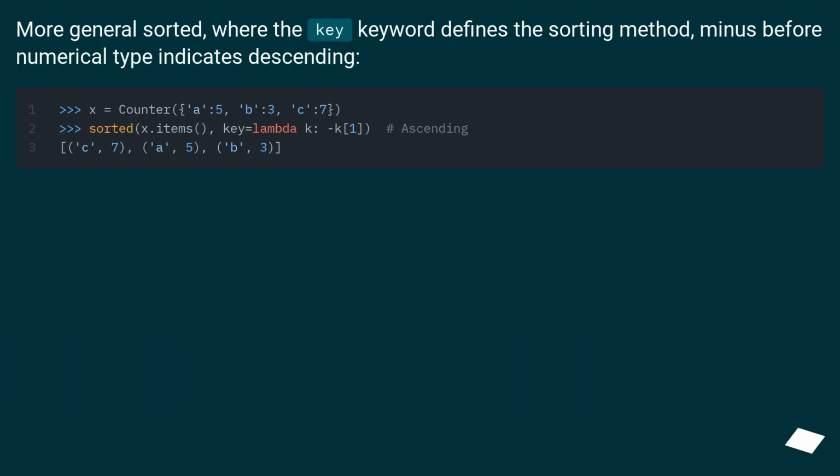More generally, in sorted, the key keyword defines the sorting method, and a minus before a numerical type indicates descending.